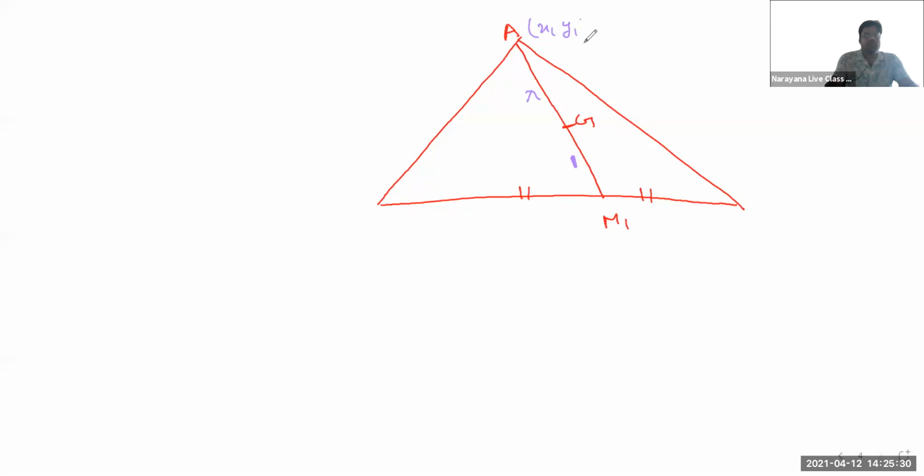Coordinate of A is given as x1 comma y1. Coordinate of B is given as x2 comma y2, and coordinate of C is given as x3 comma y3. Since M1 is the midpoint of BC, you can find the midpoint by which formula? Sum of x coordinates divided by 2. So x2 plus x3 divided by 2 comma y2 plus y3 divided by 2. Okay, so the coordinate of M1 is x2 plus x3 by 2 comma y2 plus y3 by 2.